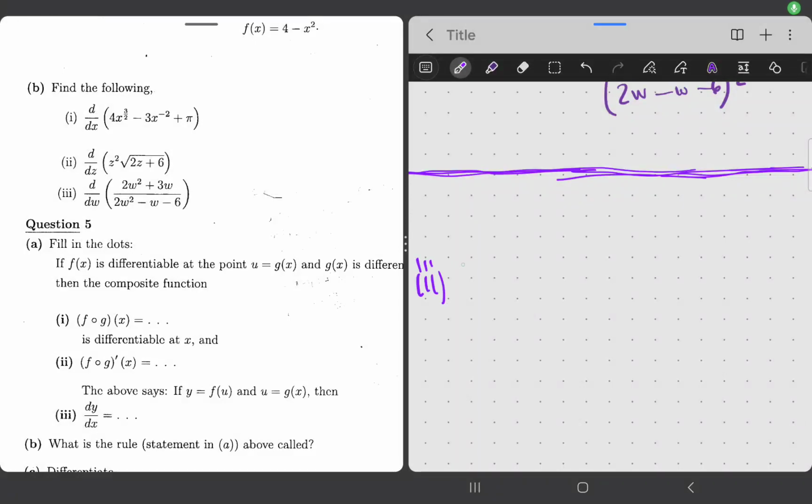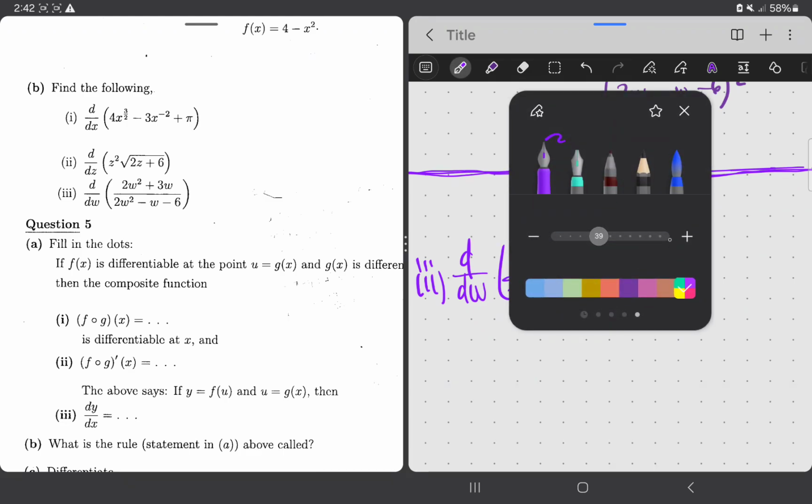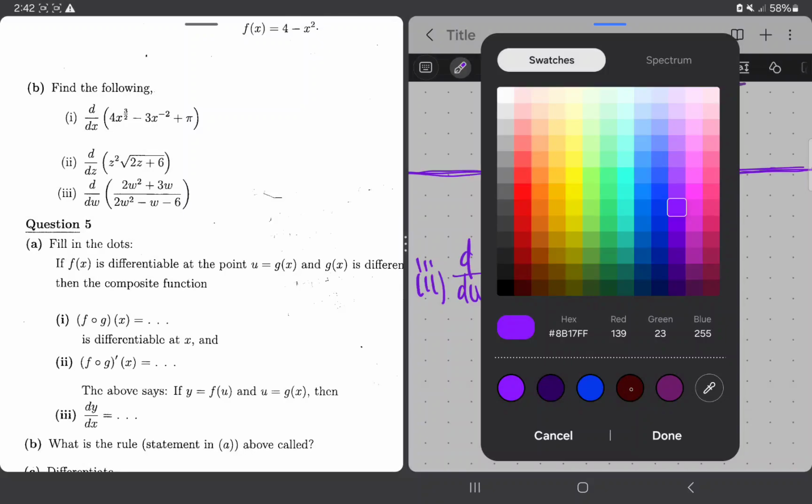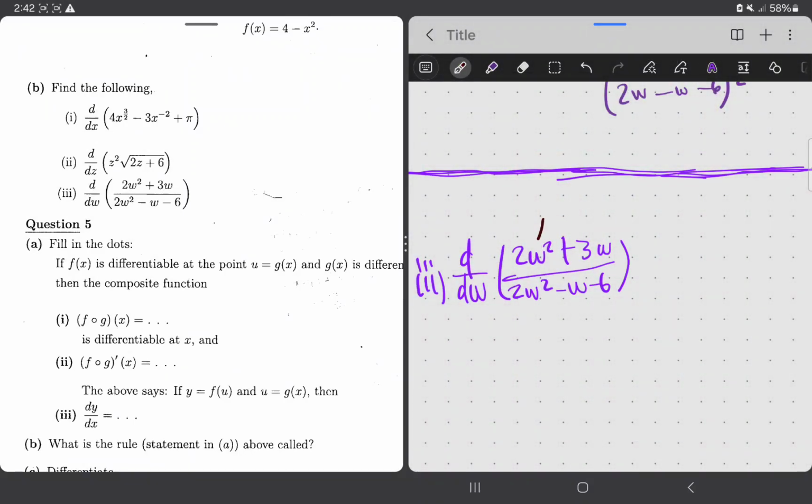Doing part 3, which is going to be, let's do it again the second way. d/dw of (2w squared plus 3w) all over (2w squared minus w minus 6). Let me tell you why I had a feeling that you can factorize this and make it easier. Because look, there's a w here and there's a w here, so we can bring a w out and we'll remain with 2w plus 3, which I think you can get in here.